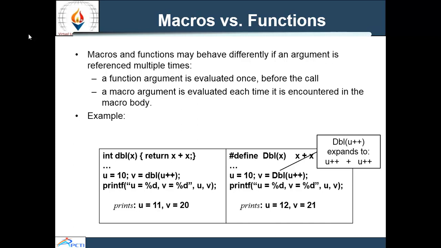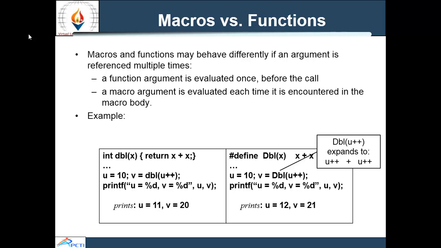A function argument is evaluated once before the call, but a macro argument is evaluated each time that it is encountered in the macro's body. So these are the main differences between macros and functions. Functions and macros do the same task, but the difference is that macros are evaluated each time, whereas functions are evaluated only once. So this is the main difference.